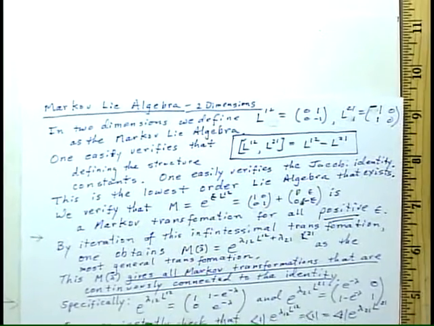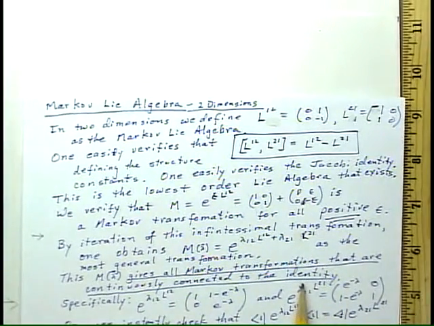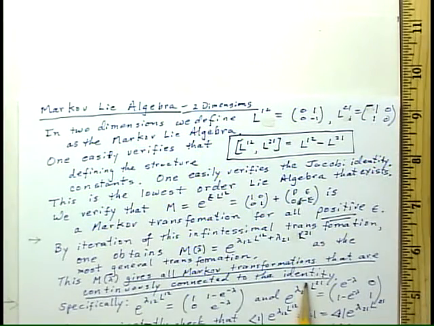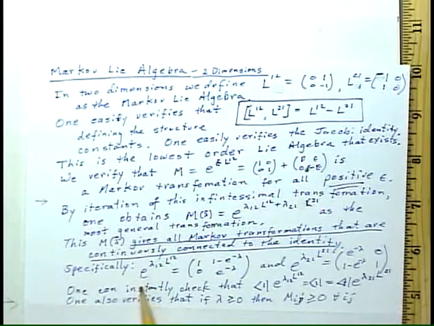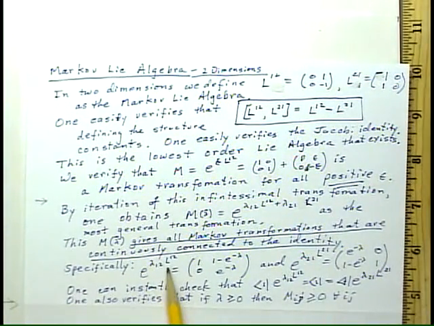And this, in fact, will give us all Markov transformations that are continuously connected to the identity, at least in 2 dimensions. And specifically, we need to work this out. So let's take the first one of these and see what kind of transformation this gives when it's in a finite form. E to the lambda12 times L12 can be expanded, and one quickly verifies, and this is easily done in just a few minutes, that when you do this expansion, you get 1 and 0, and e to the minus lambda in this position, and 1 minus e to the minus lambda in this position.